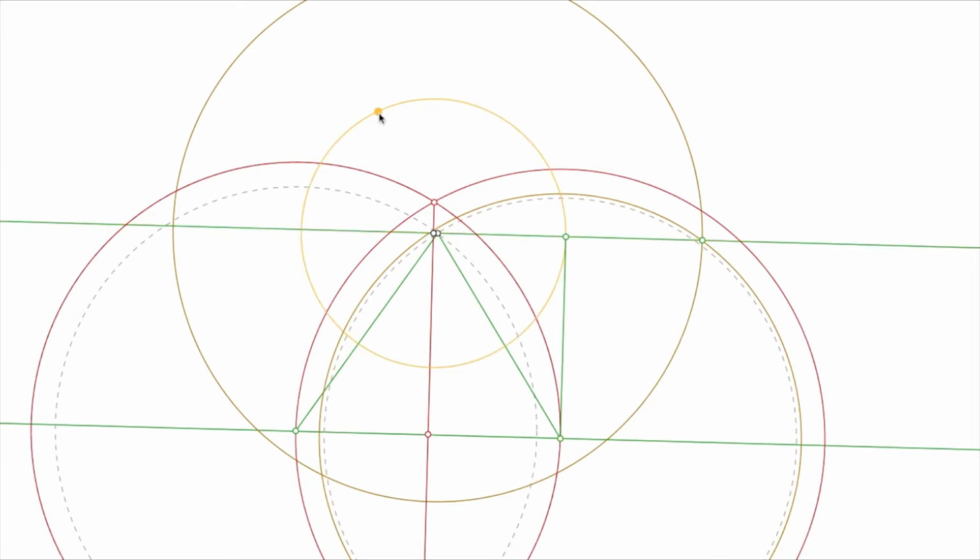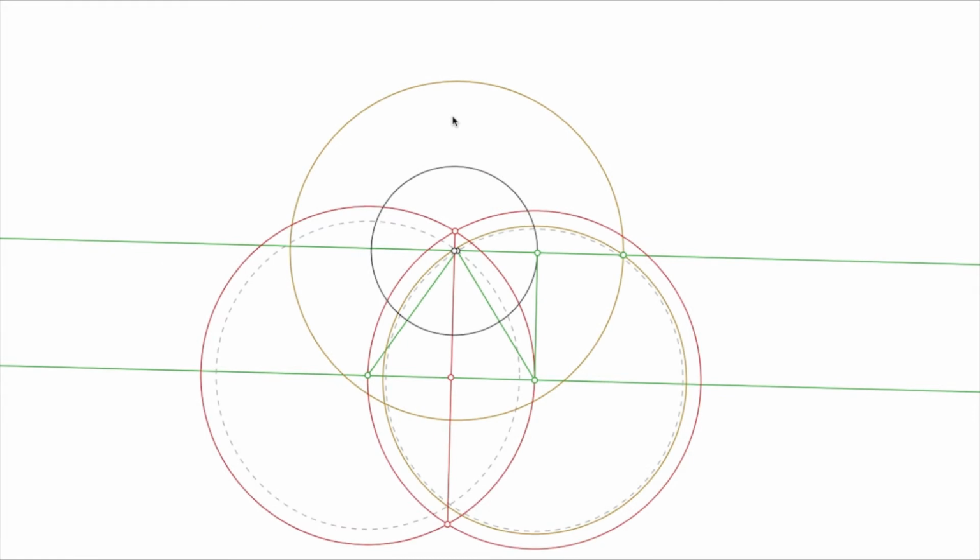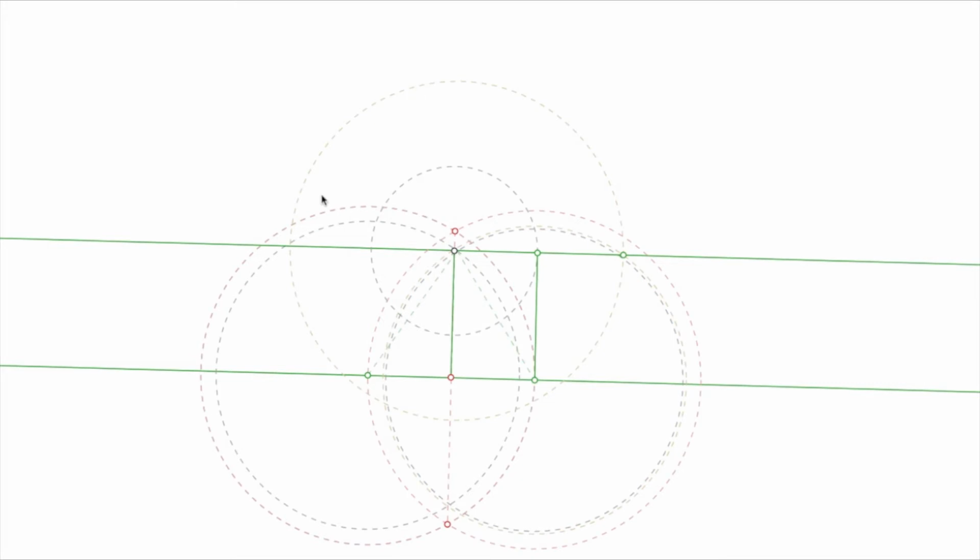Again, I'm going to put some of these circles in the background just to keep the main diagram clear. I'm also going to put this triangle in the background as well, just so that we can focus on the parallelogram. Okay, so here we have our parallelogram, and so we've finished the step, which is proposition 42.